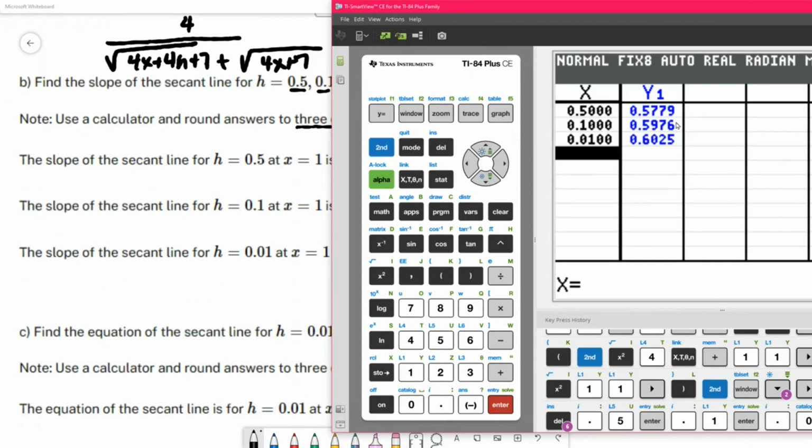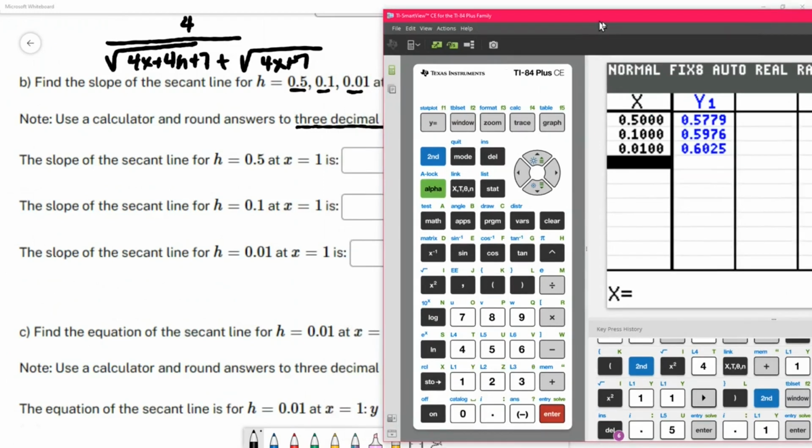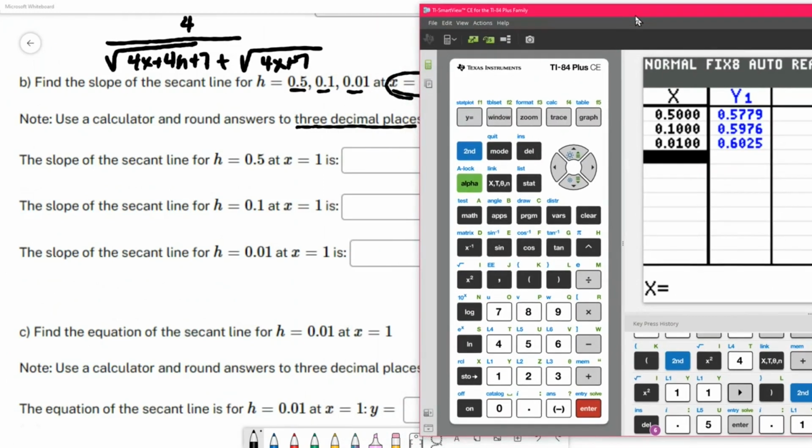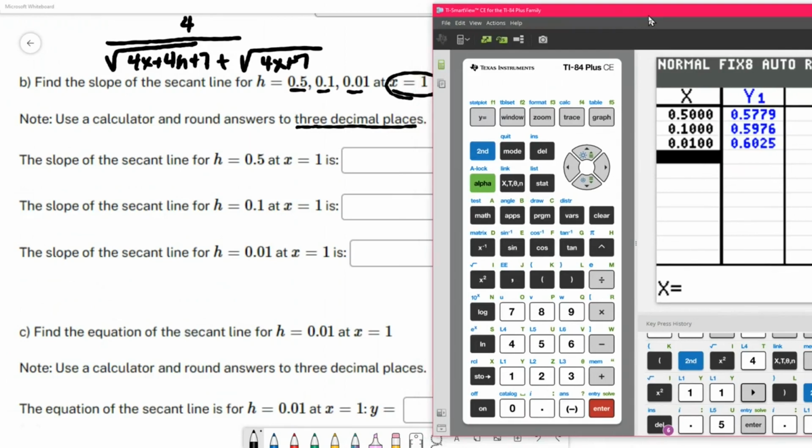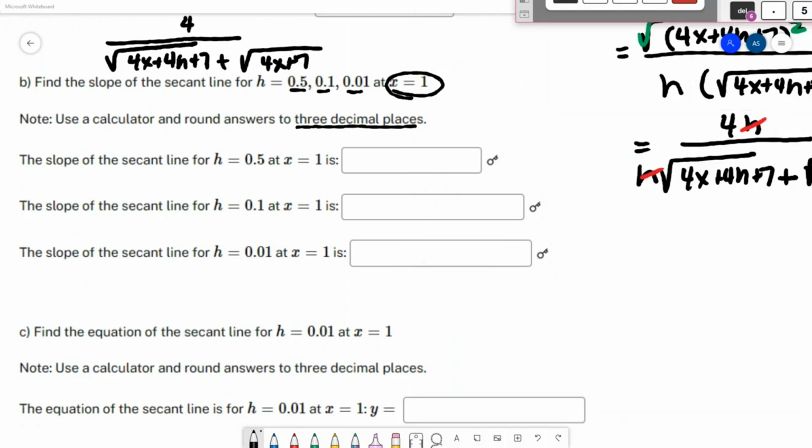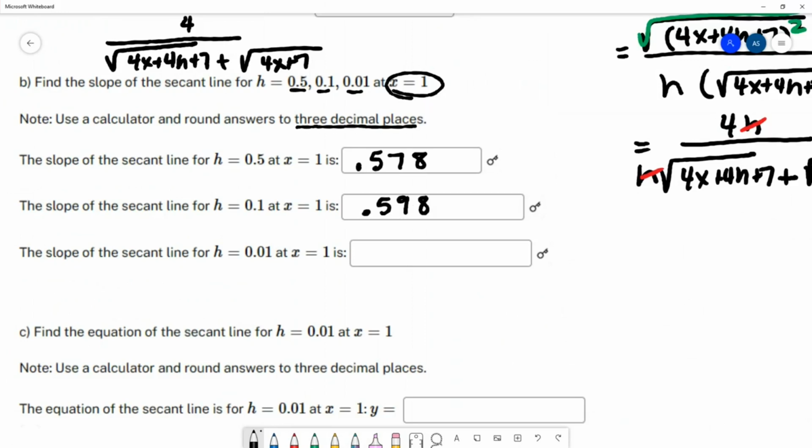And so we have our calculations here for all three of these. We want to round to 3 decimal places. So let's see, that's going to be 0.578, 0.598, and 0.603 if we round those to 3 decimal places.